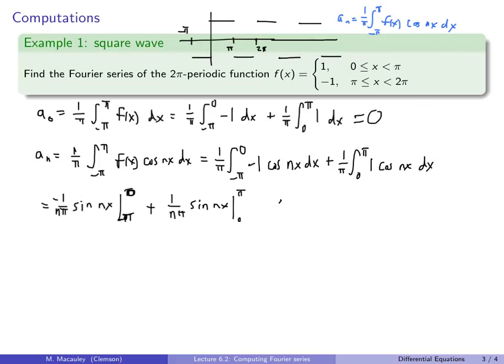And now it doesn't really matter if we left out the negative sign. Plugging in 0 or π, any of these things into sine of nx is going to give you 0. So both of these are equal to 0, and the sum is equal to 0. So a_n is equal to 0.